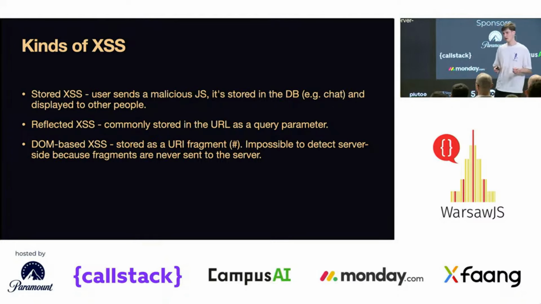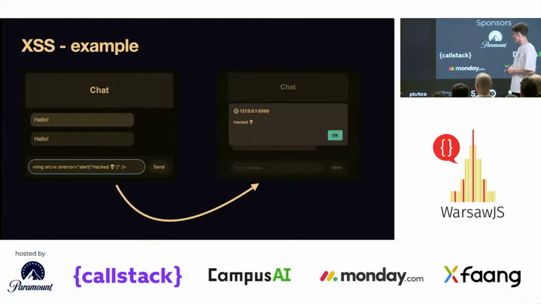And DOM-based XSS is probably the most dangerous kind of XSS there is, because a malicious JavaScript is stored as a URI fragment, and it is impossible to detect such XSS server-side, because the URI fragments are never sent to the server. They always stay on the client side. As an example of stored XSS, a hacker could write some malicious JavaScript in a chat application, which would later be executed on all of the participants of such an imaginary chat.